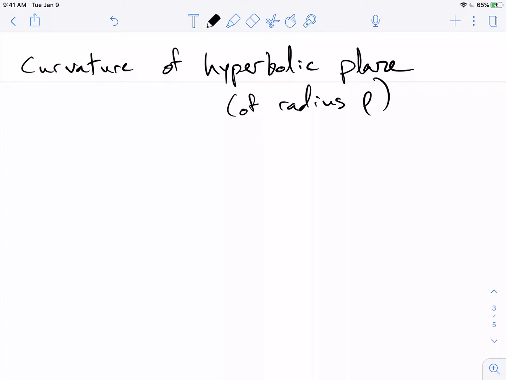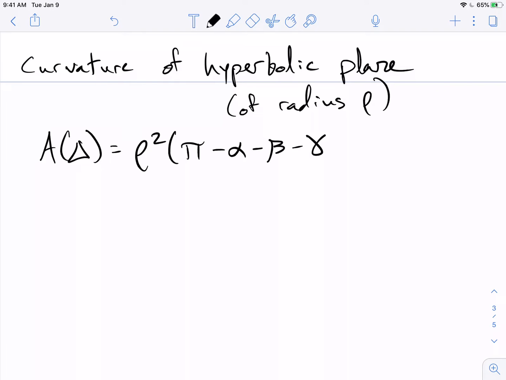Okay, welcome back. So what you may have noticed in the last video is we didn't really talk about curvature of the hyperbolic plane. So let's do that now. On the hyperbolic plane of radius rho, the area of a triangle is given by rho squared times pi minus alpha minus beta minus gamma. And on the hyperbolic plane, it doesn't matter which triangle I use, I'm always going to get the same answer for the curvature k.